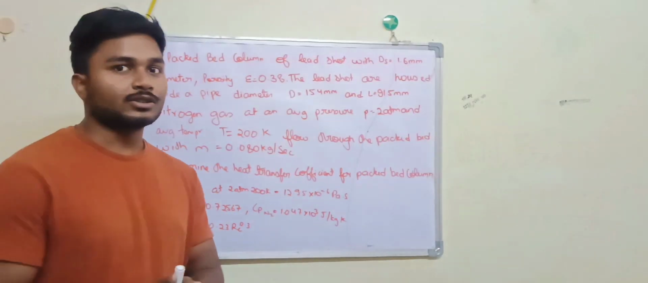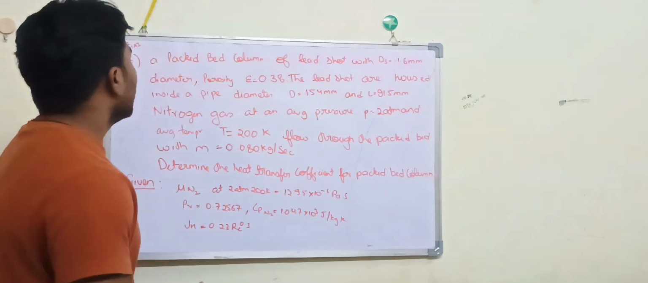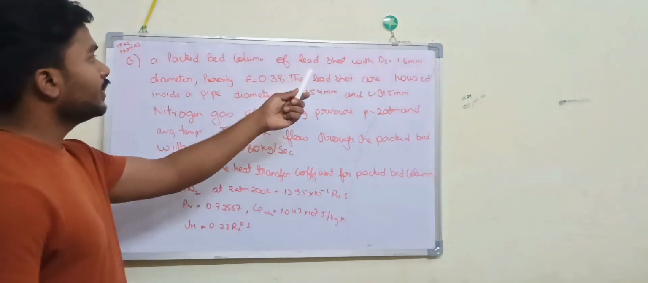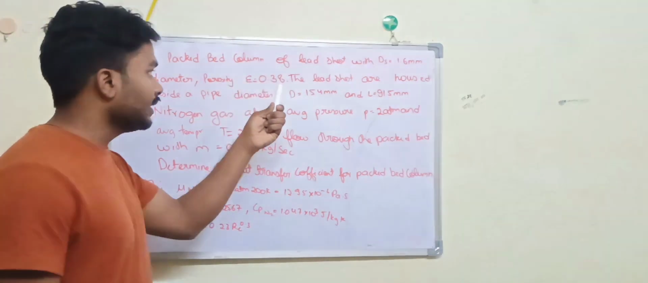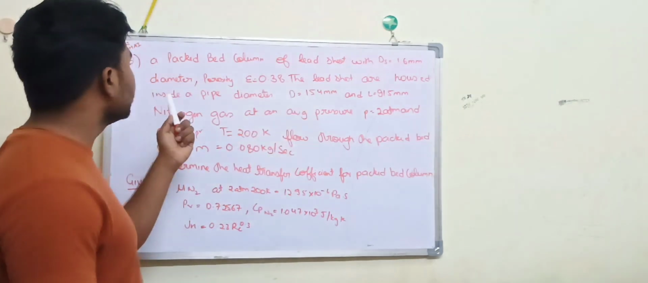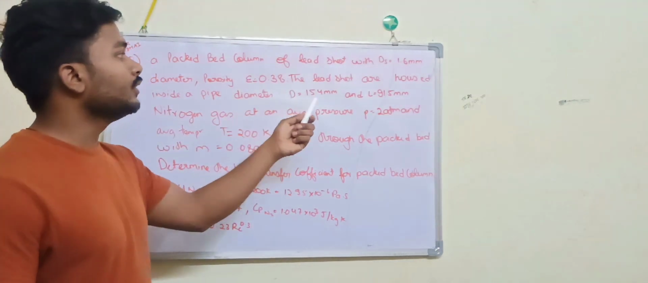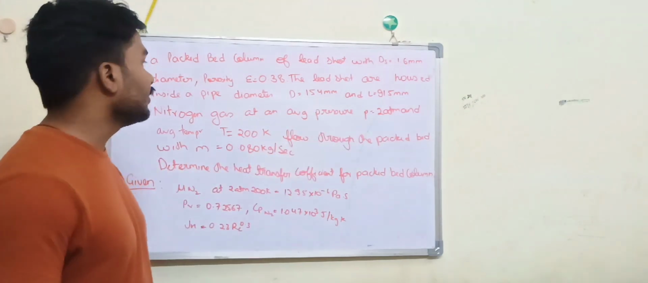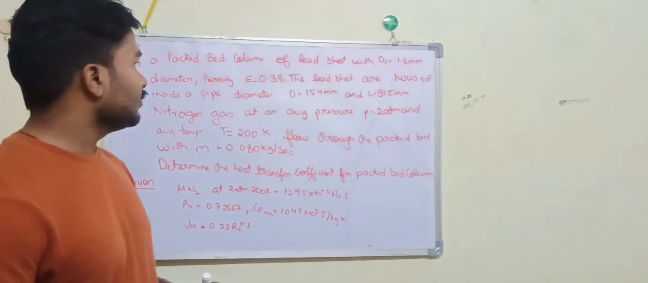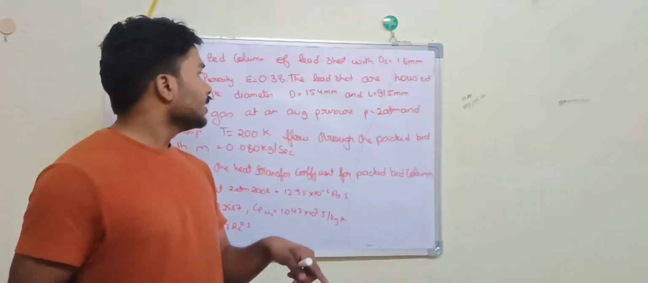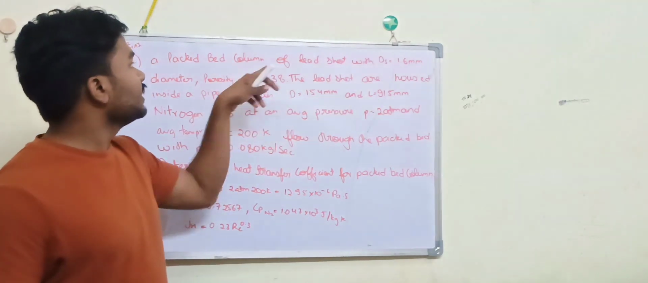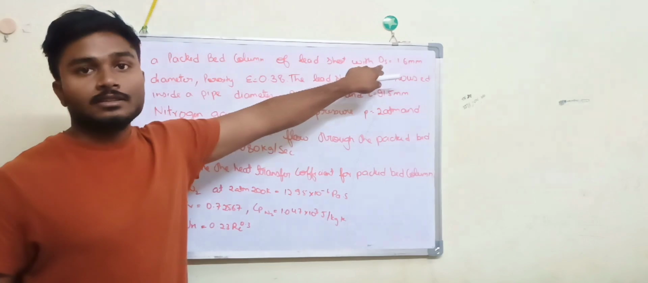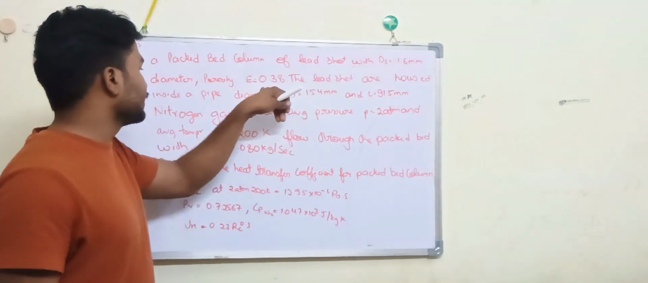hope you have noted the question. So let's read the question. A packed bed column of lead shot with ds equals 1.6 mm diameter, porosity is given as 0.38. The lead shot are housed inside a pipe of diameter D equals 154 and L equals 915 mm. What is given is that we have a packed bed column whose diameter and length are given, and the packed material is lead shot with diameter 1.6 mm and porosity given.